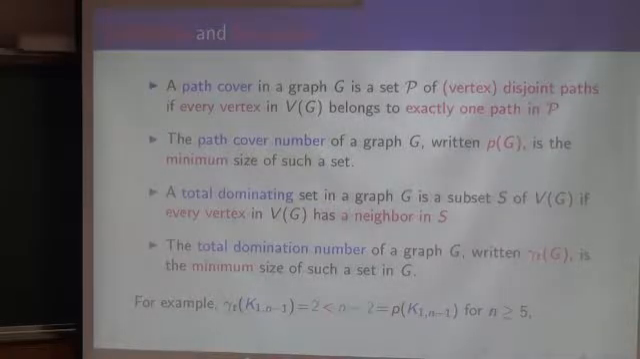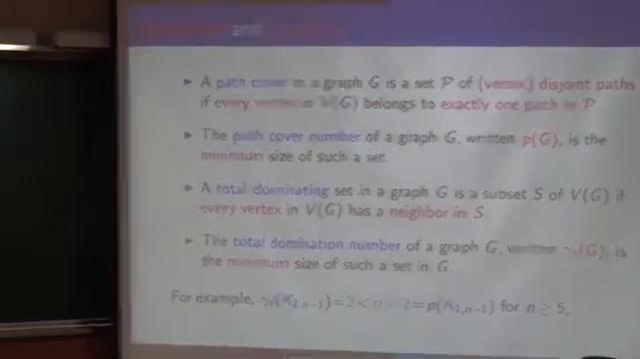So there are n minus 1 leaves. Because a total dominating set has at least 2 vertices, the total domination number of a star is greater than or equal to 2. And if we choose these 2 vertices, then that is a total dominating set. So the total domination number is at most 2. So the total domination number of a star is equal to just 2.